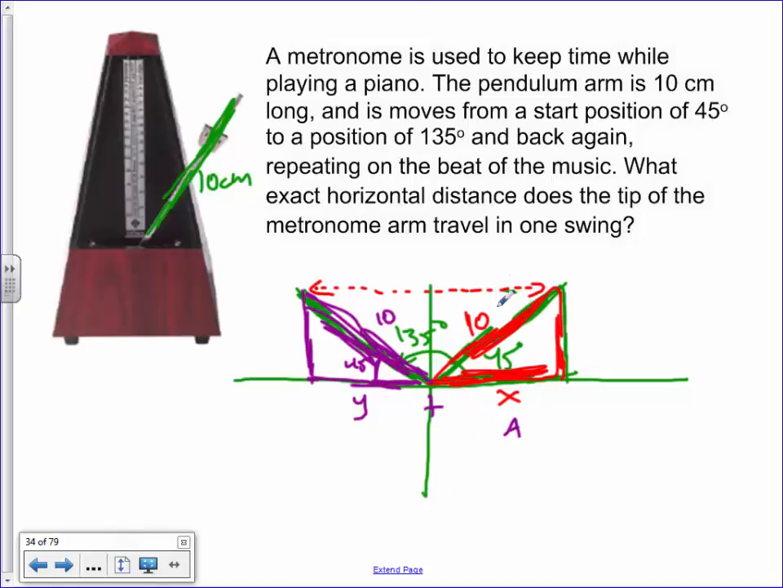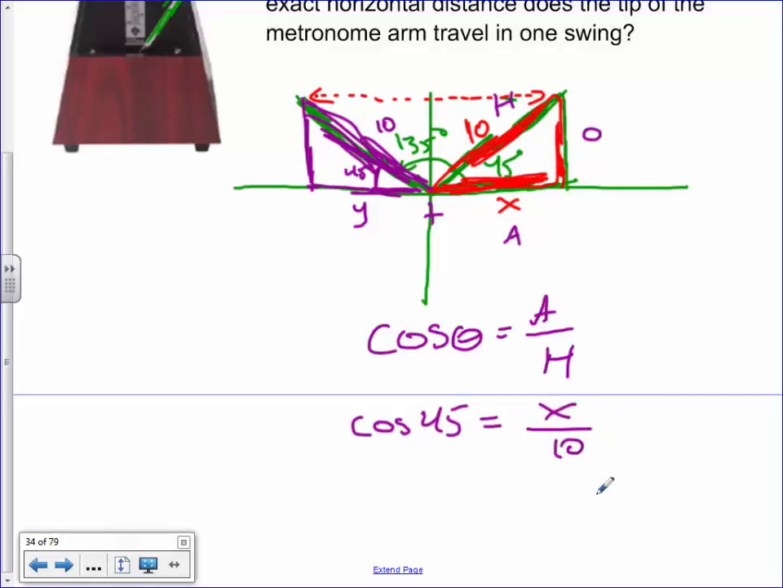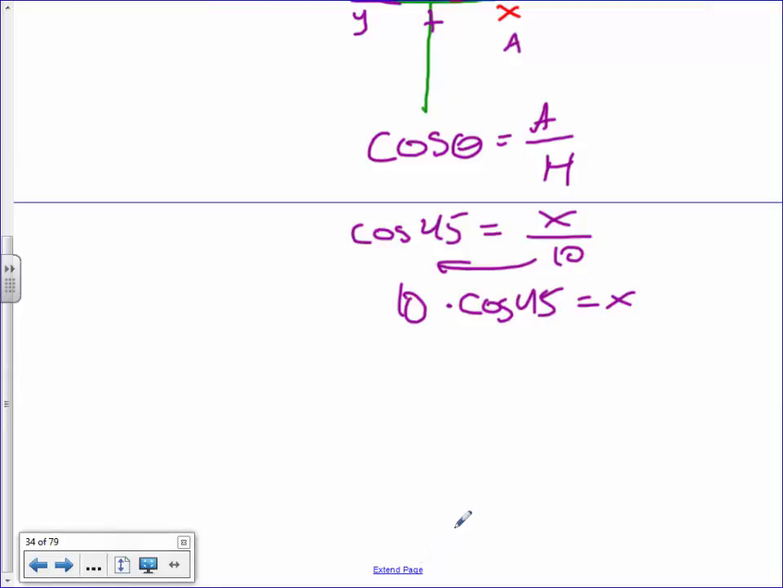That's the adjacent. That's the hypotenuse. That's the opposite. So what involves adjacent and hypotenuse? Good. Yeah, cosine. So cosine of theta is adjacent over hypotenuse. But we know the angle theta is 45. We do not know the adjacent, but we do know the hypotenuse is 10. So do 10 times whatever the cosine of 45 is. Then we just have to figure out what the cosine of 45 is.